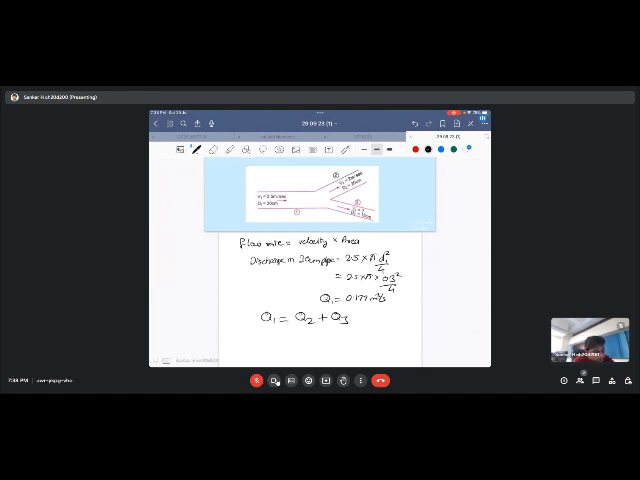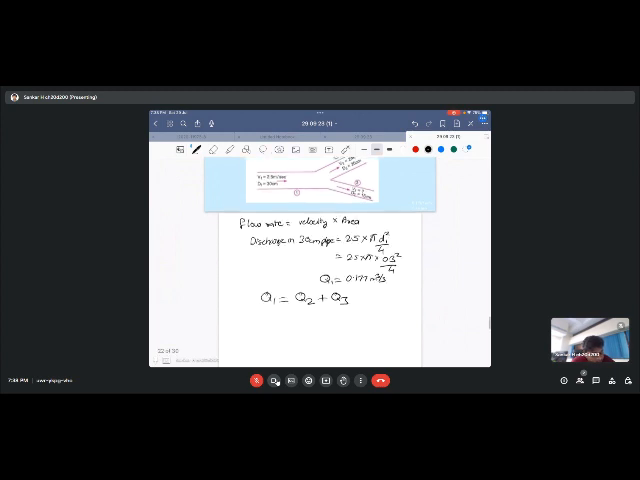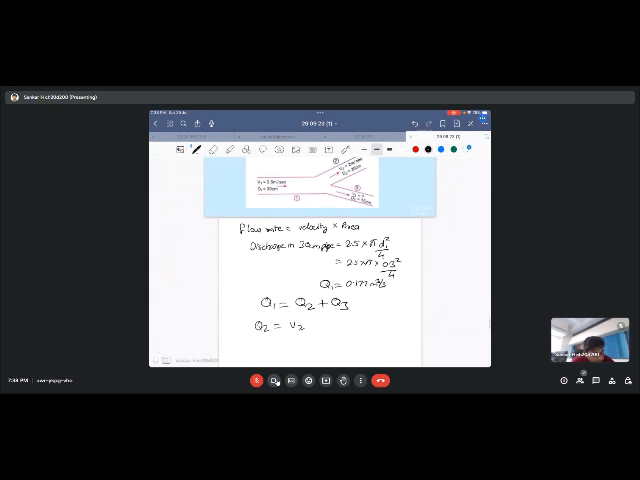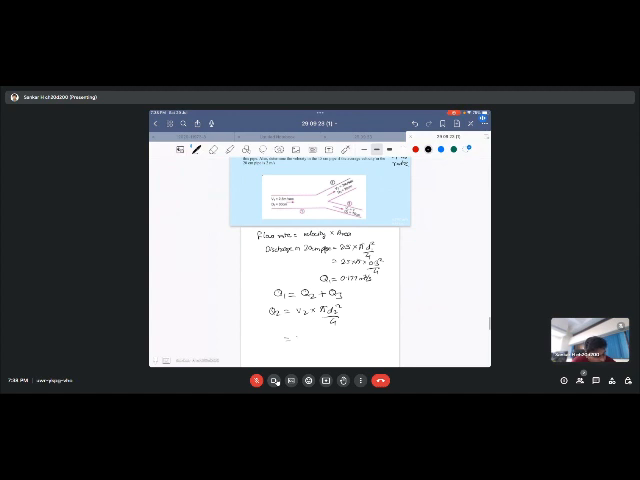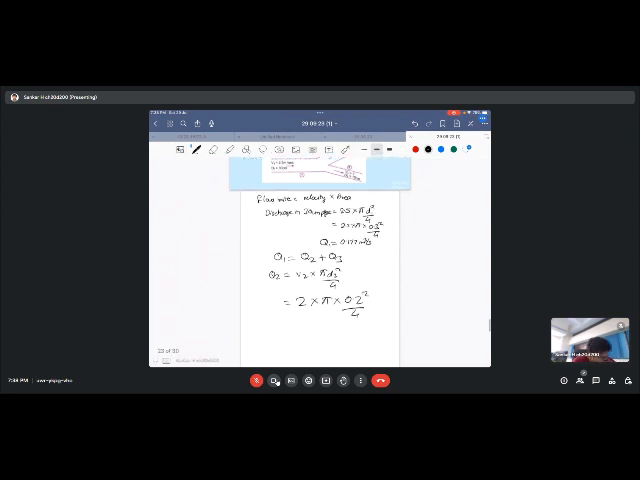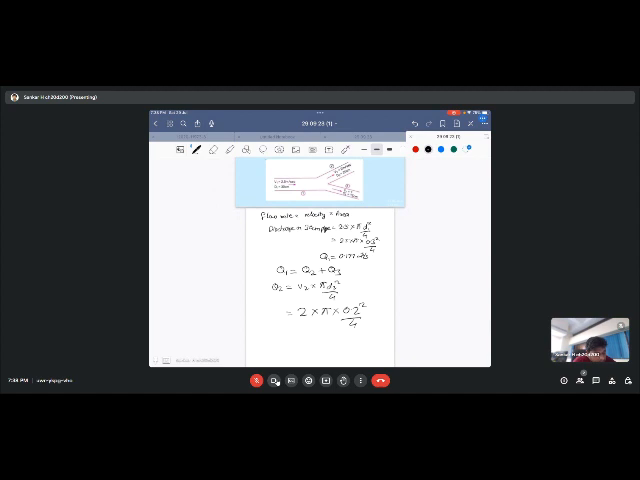And we found out that Q1 is in fact 0.177 meter cube per second. Now, what is Q2? We know that is again equal to V2 times pi D2 square by 4, or V2 times A2, which is pi D2 square by 4. And this is in fact 2 times pi times 0.2 square by 4. And yeah, you can find out this value very easily.